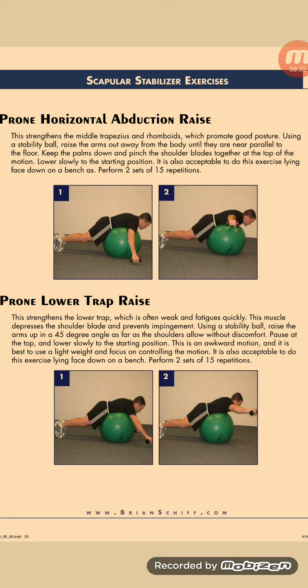Prone lower trap raise. This strengthens the lower trapezius, which is often weak and fatigues quickly. This muscle depresses the shoulder blade and prevents impingement. Using a stability ball, raise the arms up at a 45-degree angle as far as the shoulder allows without discomfort. Pause at the top and lower slowly to the starting position. This is an awkward motion and it is best to use a light weight and focus on controlling the motion. It is also acceptable to do this exercise lying face down on a bench. Perform 2 sets of 15 repetitions.